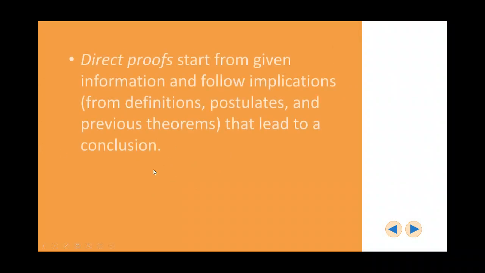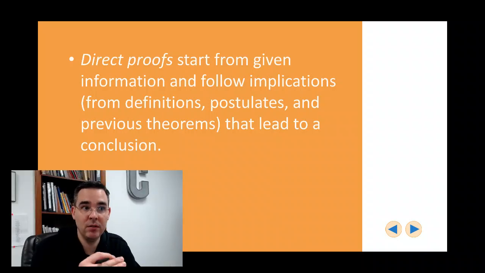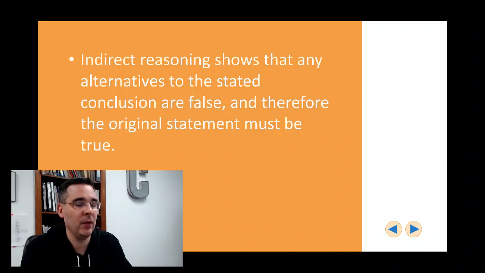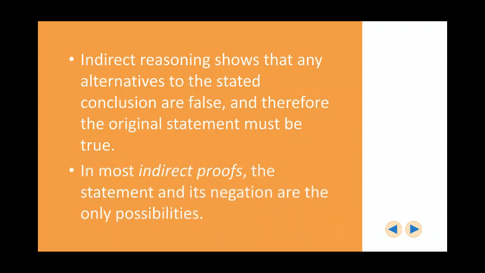As you probably remember, direct proofs are going to start from given information. You'll start the proof with a few givens, and then you'll reason from definitions or postulates or previous theorems to lead to a certain conclusion, that which you're asked to prove. Indirect proofs, however, are going to show that any alternatives to the conclusion that you're asked to prove are false. And since the alternatives are false, the original statement must be true. So it's a different way of going about the reasoning through it.